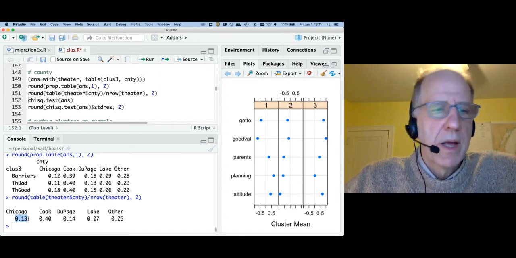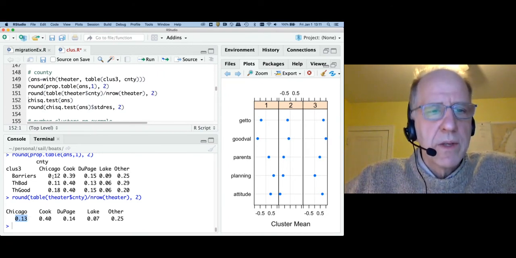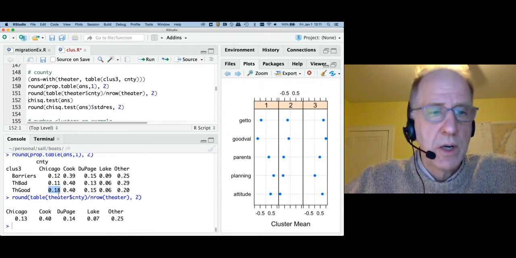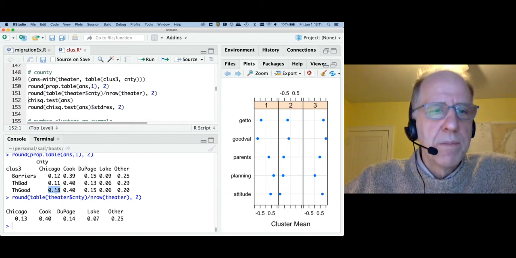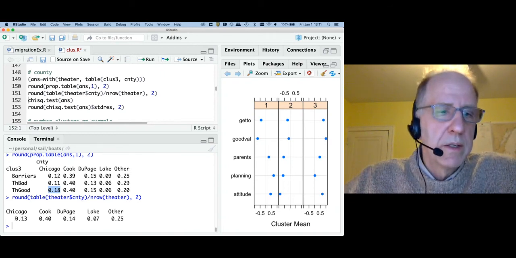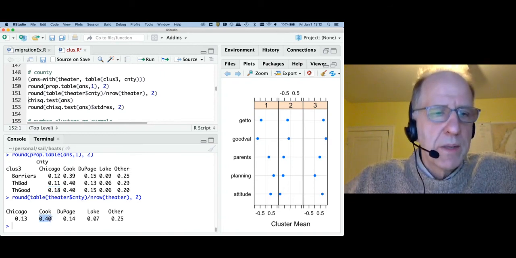Now, if I run just a frequency distribution on county, what we see is that 13% of everybody in the greater Chicagoland area, at least in the sample, live in Chicago. So the barrier and the theater bad group are somewhat below that. The theater good group has 18% living in Chicago. So there's substantially more of the theater good people living in Chicago than in the population in general. 40% of the people live in suburban Cook County, and that's about what we see in all the clusters.